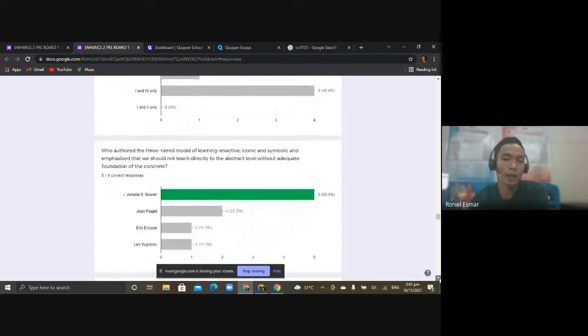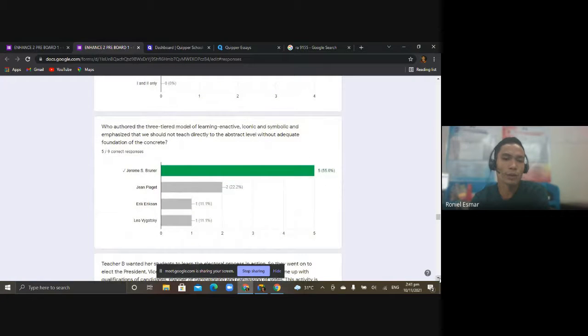Next item. Who authored the tiered model of learning in enactive, iconic, and symbolic, and emphasized that we should not teach directly to the abstract level without adequate foundation of the concrete? The correct answer for this is Jerome Bruner.